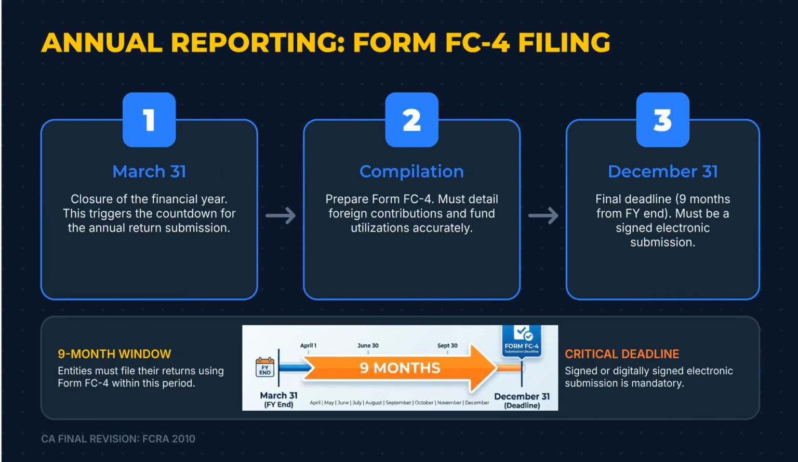Apart from regular intimations, every eligible person must file an annual return in Form FC4. This return must be submitted electronically and should be signed or digitally signed. The filing deadline is within 9 months from the close of the financial year. Since the financial year ends on the 31st of March, the annual return must generally be filed by the 31st of December. Form FC4 serves as the primary annual compliance document under the FCRA and provides a complete summary of foreign contribution receipts and utilization during the year.